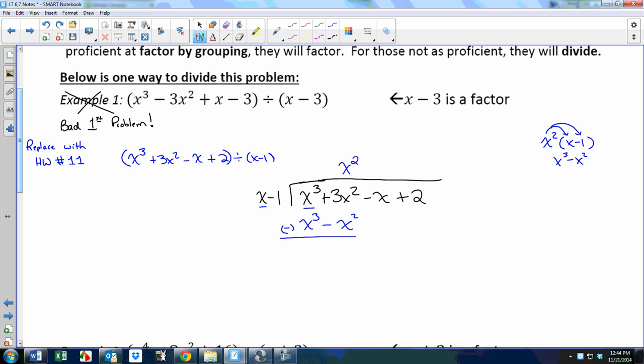This should always happen. Your first x cubed minus x cubed, they should cancel every time. If you did it right, that's going to cancel. All right, be careful on the next one. 3x squared minus a negative x squared. When you subtract a negative, you add a positive, so it becomes 4x squared.